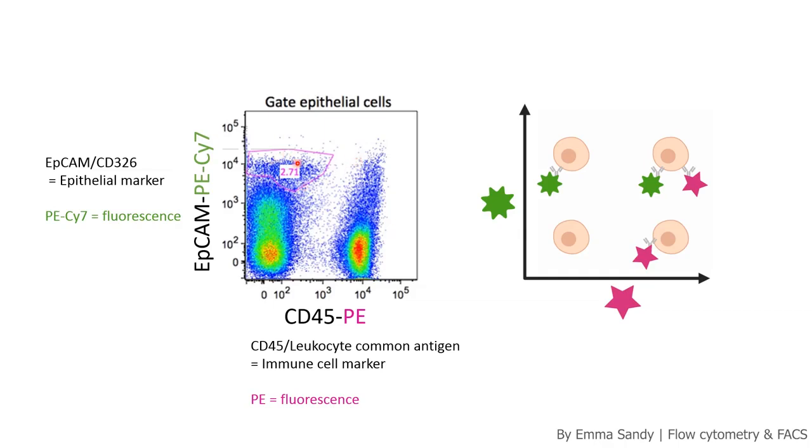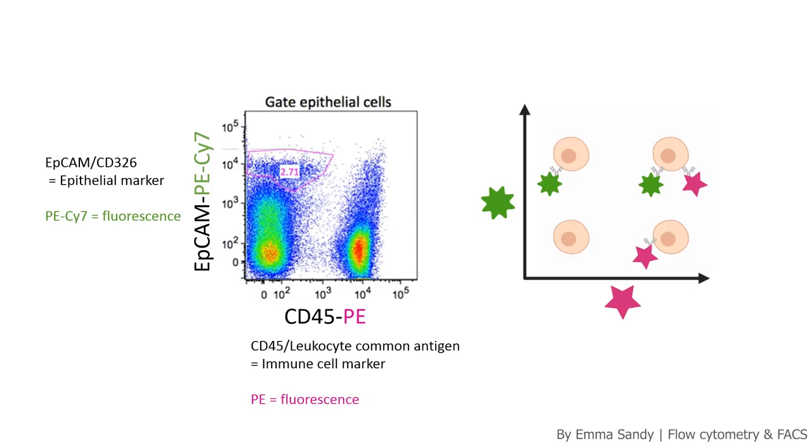With this 2-parameter plot, we can see cells that have neither down in the bottom left. We can also see some leukocytes, which are positive for CD45 over here, and we can also see the epithelial cells, which I'm interested in, which are EpCAM positive up here.